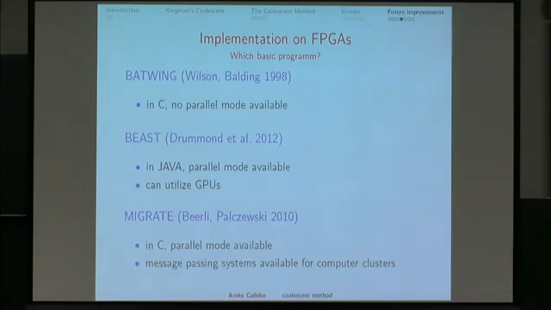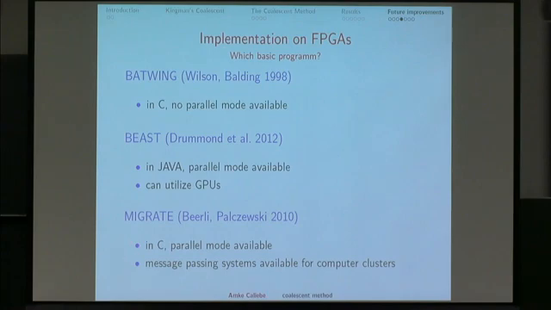Now we have thought about which basic model to take for that. There are more or less 3 methods around for simulating coalescent trees for Y-STRs. We have BATWING, where originally the coalescent method is already implemented, BEAST and migrate, which we looked at. BATWING is programmed in C, so at the moment there is no parallel mode available. BEAST is programmed in Java, so we have a possibility of a parallel mode. And it also says that it can be utilized on GPUs, which are similar to FPGAs, so that might also be useful. And migrate is in C.